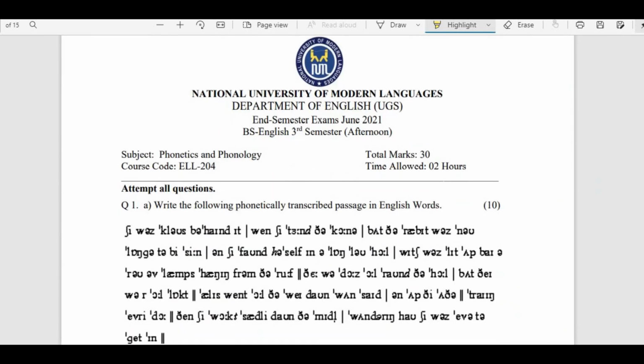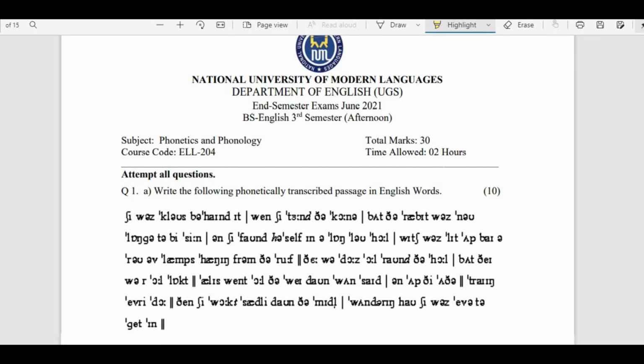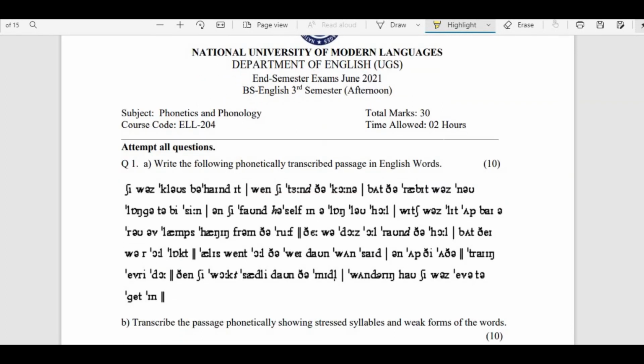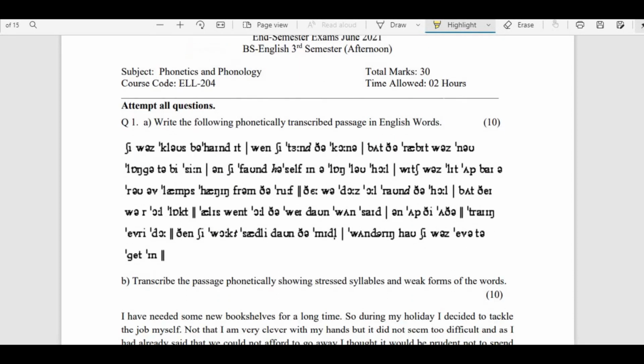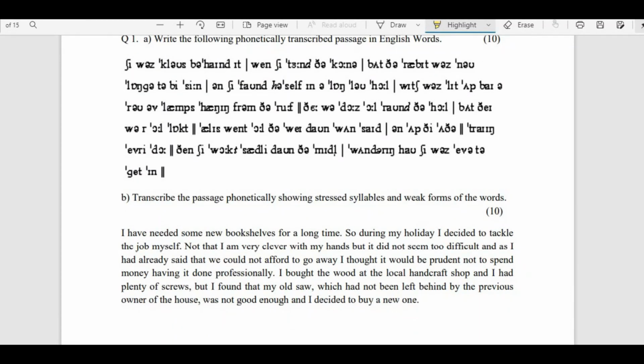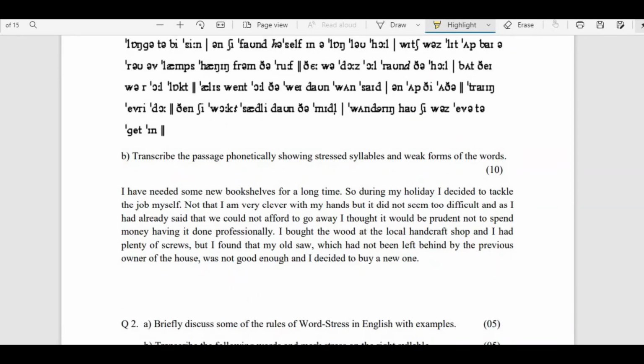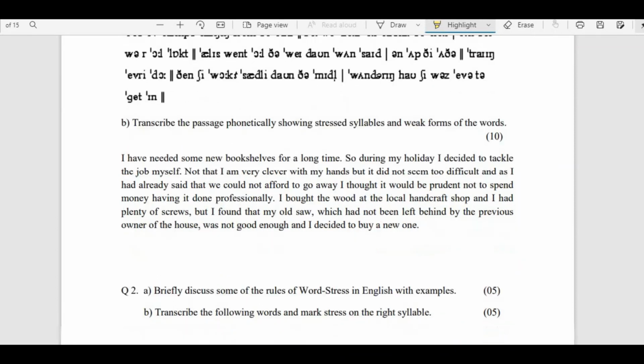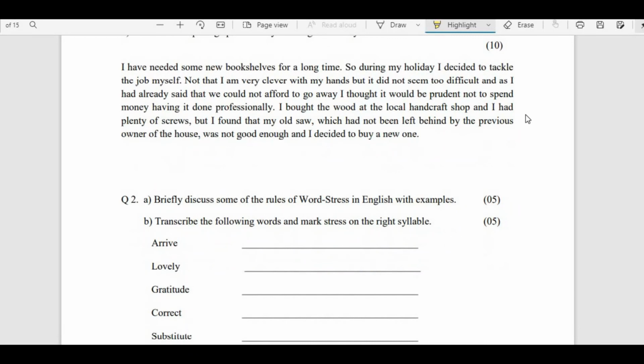Phonetics and phonology: attempt all the questions. Write the following phonetically transcribed passage into English words. It is phonetic transcription and you have to write it in English words. If you are good at sounds of language, then obviously you are good at phonetic transcription as well. Transcribe the passage phonetically, showing stressed syllables and weak forms of words as well. You have to write the transcription of this passage.